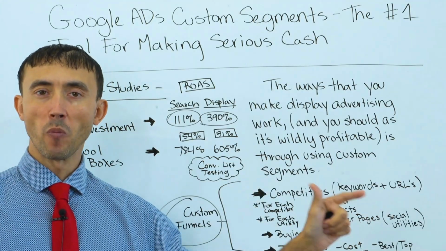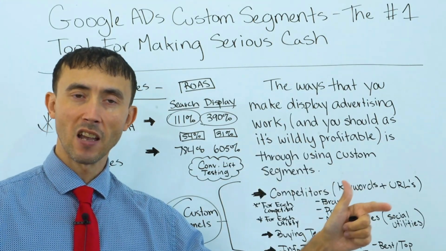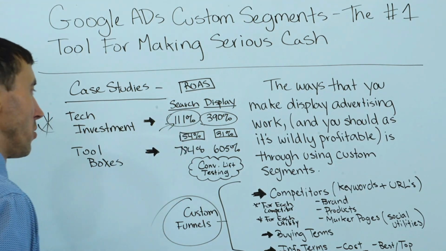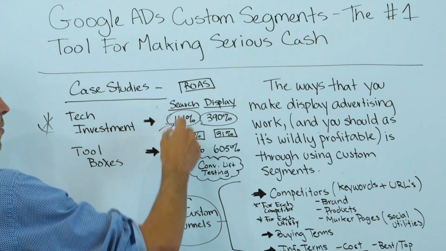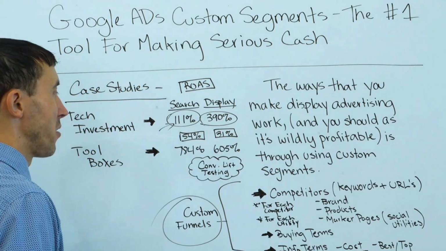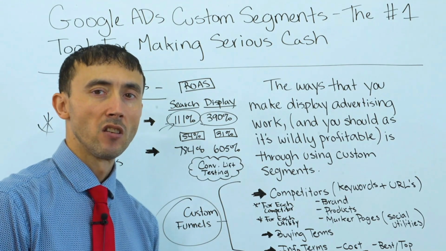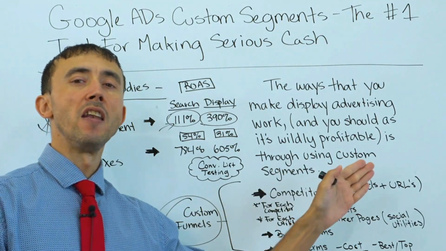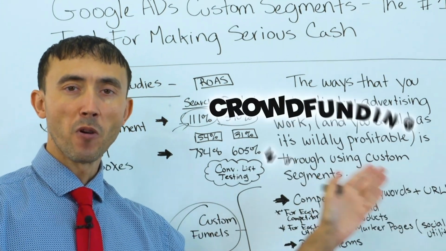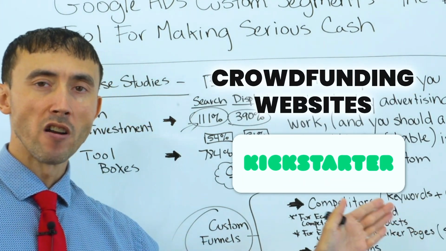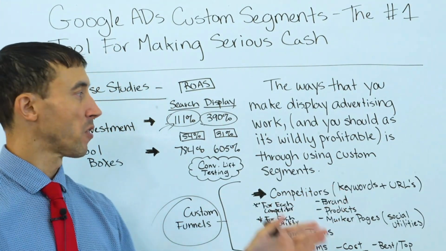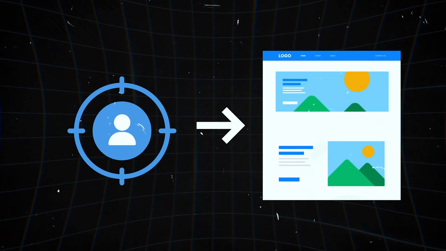But it's way more profitable dollar for dollar going with the second option. Anyway, we targeted people looking for tech investments on Google. The ROAS that we were getting, our ROI, was 111%, as compared to running video ads with a custom segment that was set up to target people that were on specific pages of crowdfunding websites like Kickstarter. So you can not only target an entire website domain with your custom segment, you can actually target people who went to a specific page within a website.